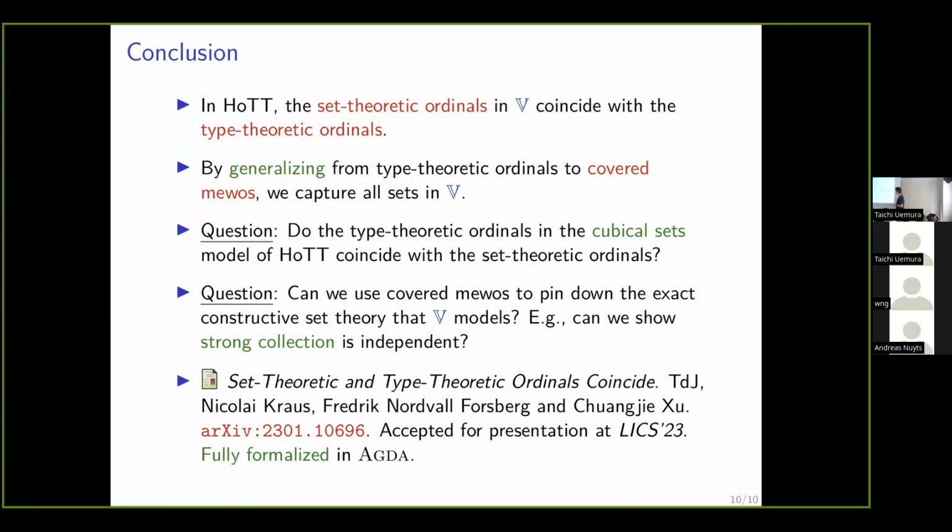And there are some questions maybe to think about. One question, which is quite natural, would be to flip this story on its head, and rather than picking homotopy type theory as the host theory, you pick set theory as the host theory, and then you build a model of HoTT inside of that, and then you ask the same sort of question about set theoretic and type theoretic ordinals. Another one is maybe whether we can use this to pin down this constructive set theory that V models. So can we show, for example, that strong collection is independent?